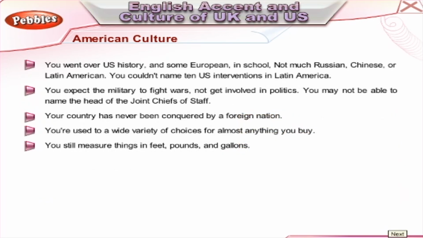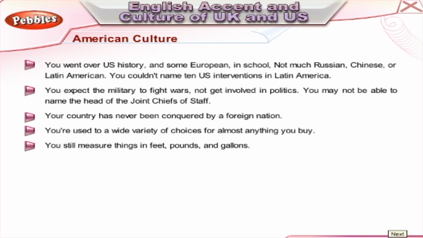You went over U.S. history and some European in school, not much Russian, Chinese, or Latin American. You couldn't name 10 U.S. interventions in Latin America. You expect the military to fight wars, not get involved in politics. You may not be able to name the head of the Joint Chiefs of Staff.